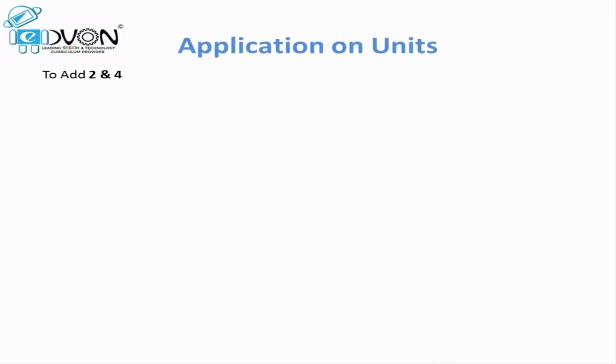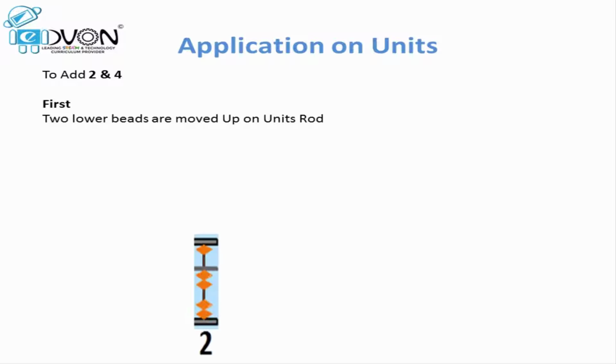Let's practice application of +4 formula on units. Let's take an example. If we want to add 2 and 4 together on abacus, how will we do that? First, we will place 2, means 2 lower beads are moved up to touch the calculation bar on units rod. Now, to add 4, we do not have enough lower beads. We have 2 lower beads left and we have upper bead which has the value 5. So, we cannot directly add 4.